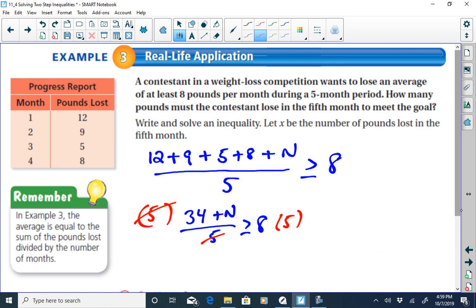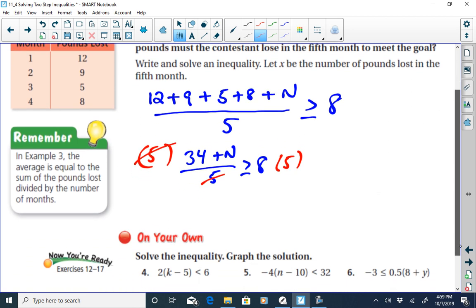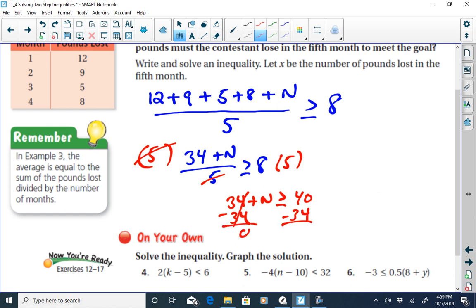On the left side of the inequality, the 5 in the numerator is going to cancel the 5 in the denominator. So we're left with 34 plus n has to be greater than or equal to 8 times 5, which is 40. To solve for n, we're going to subtract 34 from both sides. That's going to be 0. So now I'm left with n has to be greater than or equal to 6. And those are pounds.